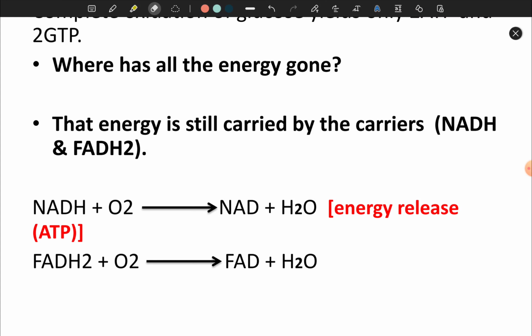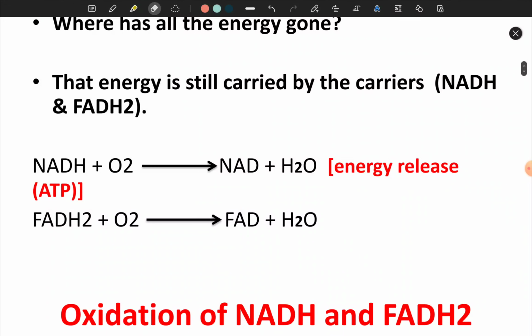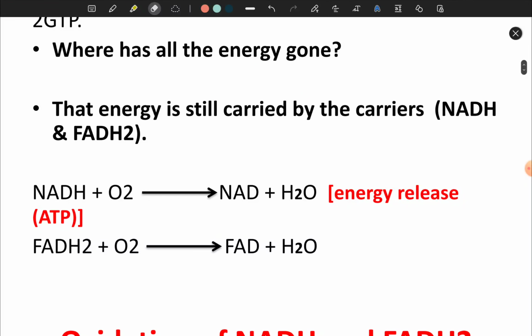So they will combine with the oxygen. I will show you on the figure now, it may be vague how they combine with the oxygen. They will give their electron to oxygen, generate water, and in this process, when they give their electron to the oxygen and generate water, they will release energy in the form of ATP.